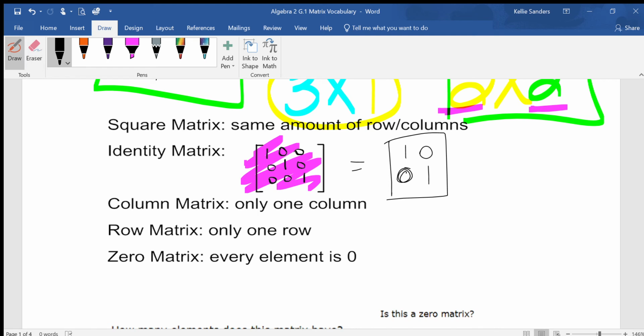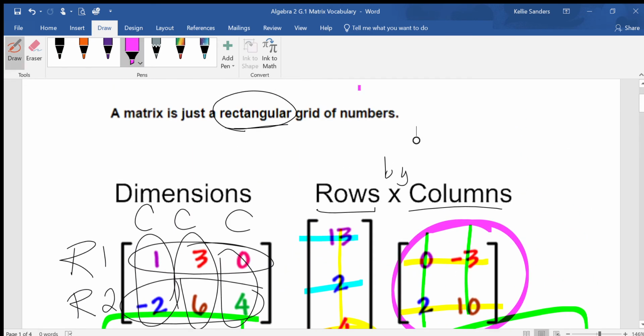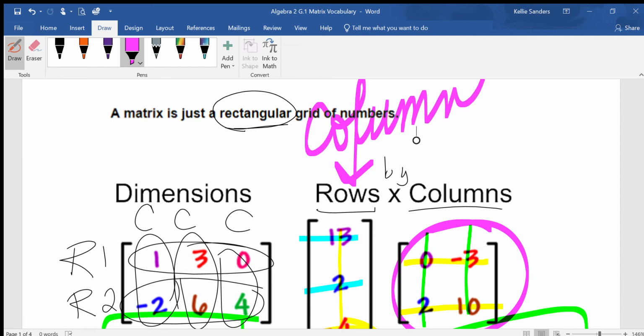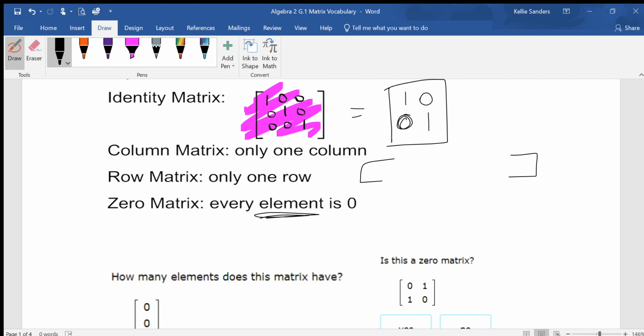A column matrix is just one column. So up here, this is a column matrix because there's just one column. And a row matrix, there's just one row. And a zero matrix is where every element or every number inside the brackets is 0.